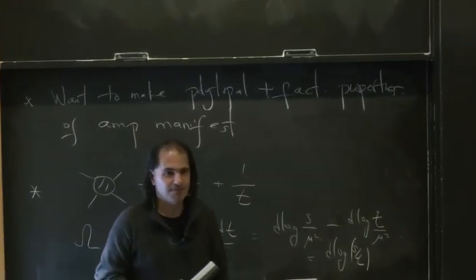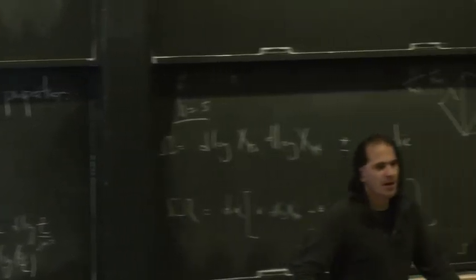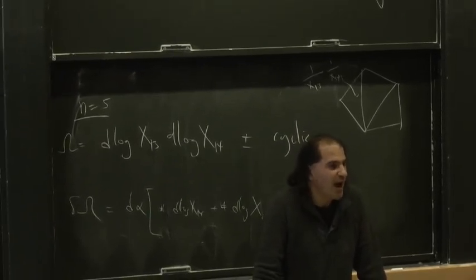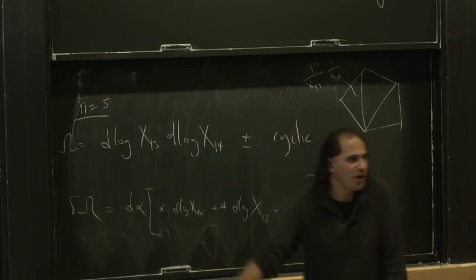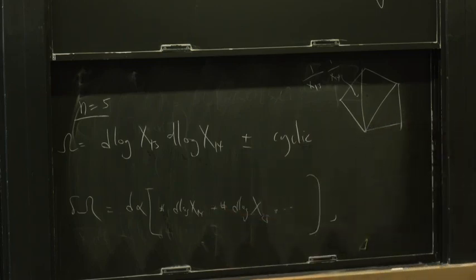Not an obvious fact. But the fact that it's true tells you that there is, and notice that that fact is false for every diagram individually. Just like we saw at 4 points, d log s is not invariant, right? In fact, you can show that the object is unique. There's a unique form, which is projectively invariant, that's built out of these d logs, okay? What else can you show?